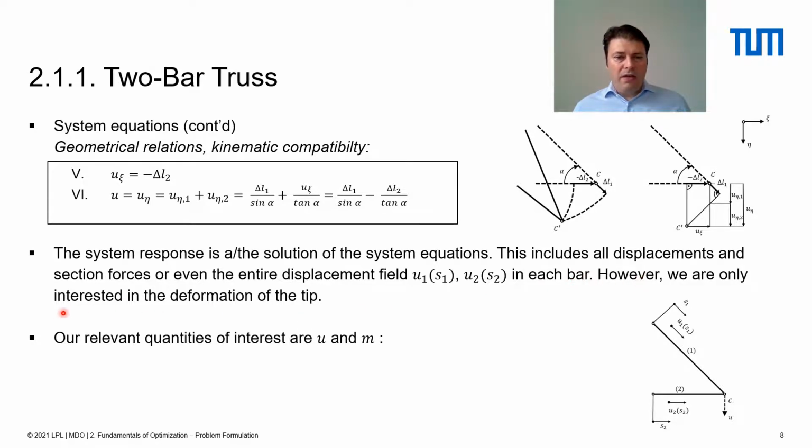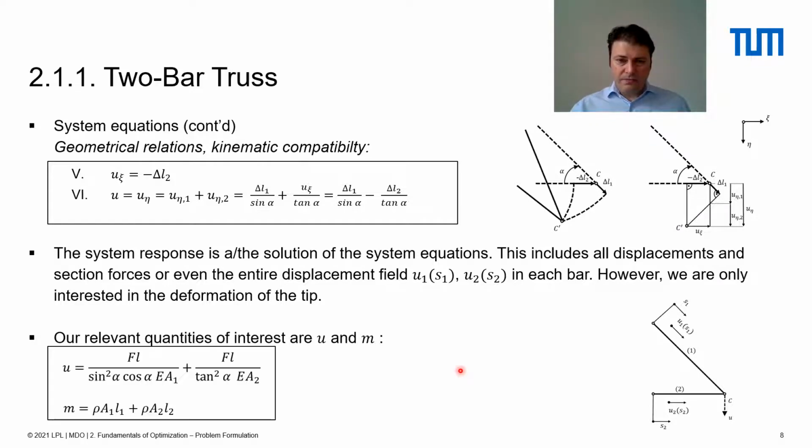However, we are only interested in the deformation of the tip of the rod. So this is again to say that for your optimization problem, you typically want to condense the system response and extract the quantities of interest from it. Only those quantities that are relevant for you. And for us, the relevant quantities of interest would be the displacement of the rod tip and the mass of the two bar truss. And here's the mathematical expression for it, and also an expression for the total mass.